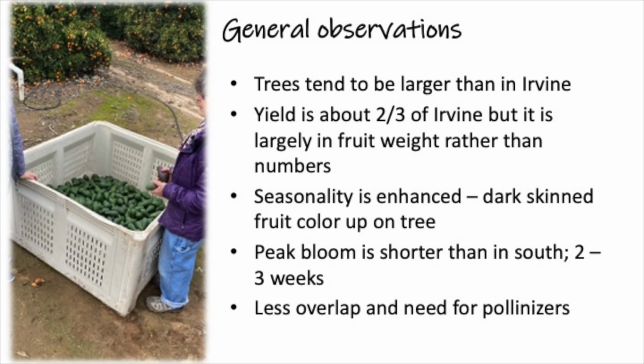The peak bloom here is shorter than in the South. So usually you'll see bloom for a long time, but the peak bloom is about 2 to 3 weeks versus what we've seen in the South, maybe 4 to 6, 8 weeks. So it's more concentrated up here, and you see less of this overlap on the tree. We've looked at flowering on the trees up here compared to Irvine, and you see less overlap of the male and the female flowers on the same tree, which would lead me to think that you definitely need pollinizers and pollinator varieties up here.